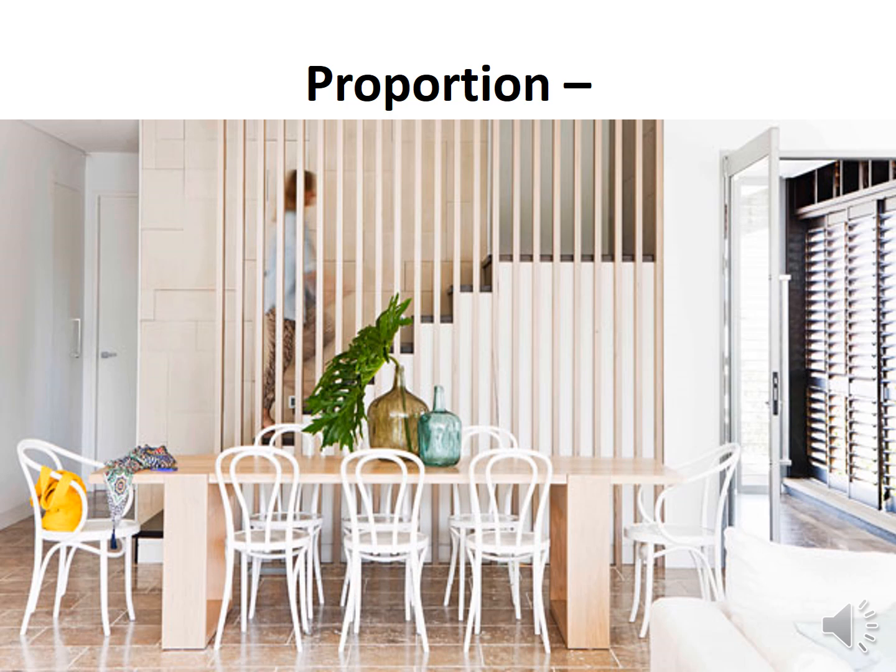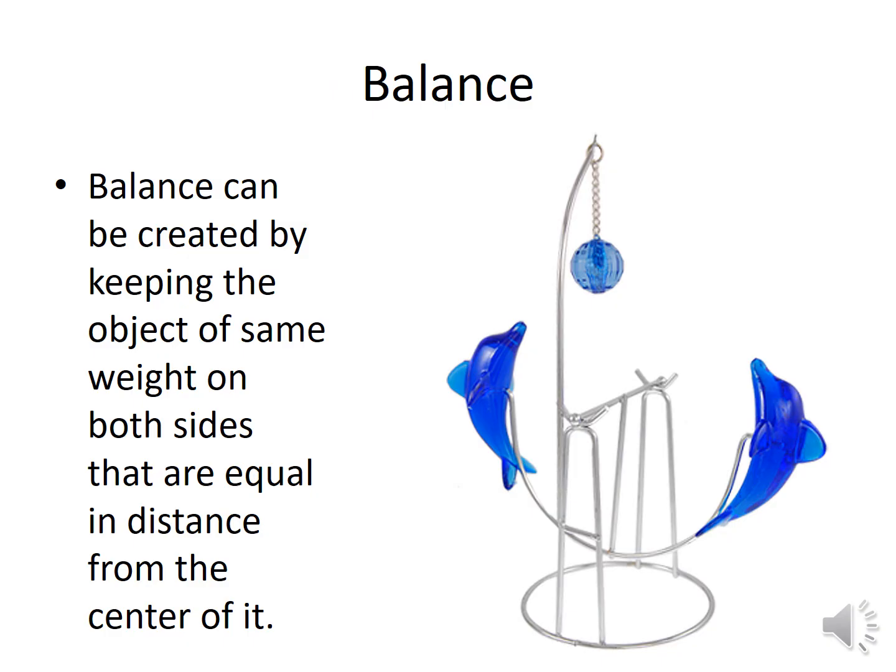Okay, now the first principle is proportion. Proportion basically deals with the size, scale and height of the object. In home decoration, here you see that the height of the chair is proportionate with the table and other things. This is called proportion. Okay, now balance. Balance is keeping objects of the same weight on both sides at equal distance. Here you can see the examples of balance.